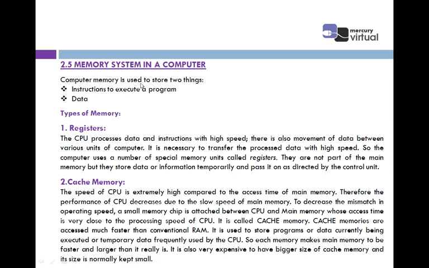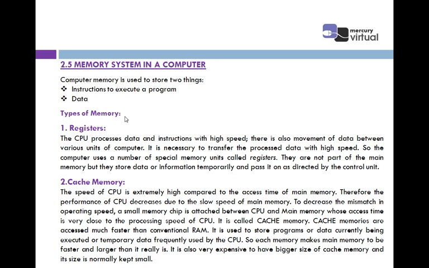So computer memory is used to store two things, that is instructions to execute a program, and data. Basically it is used to store two things: your instructions, that are used to execute, means perform a program, and data, that is used for giving the raw input. Then let's see what are the types of memory. Types means what are the different categories of memory.